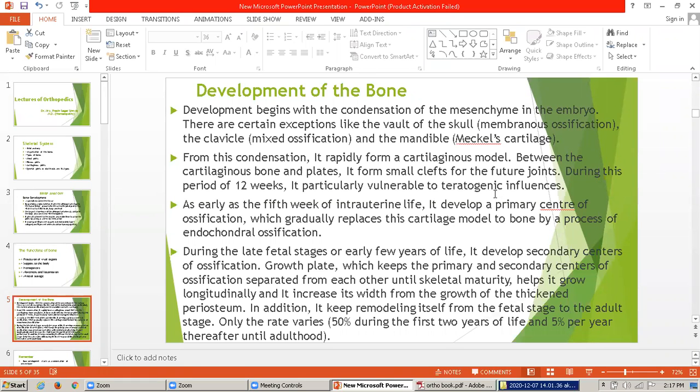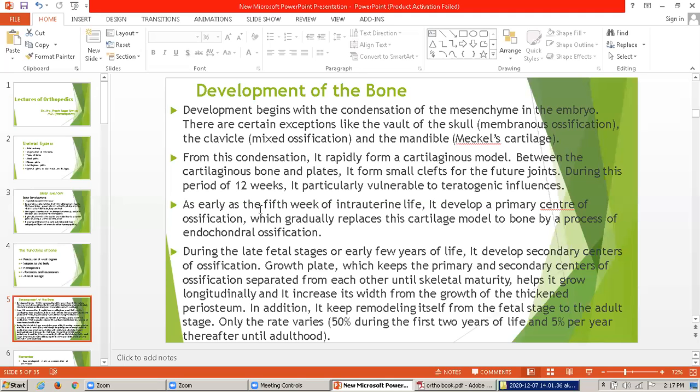So, this period of 12 weeks, that is the first 12 weeks of the gestation period, is particularly vulnerable to teratogenic influences. So it is most susceptible to teratogenic influences in the first 12 weeks of life, that is, in the gestation period of the first 3 months.